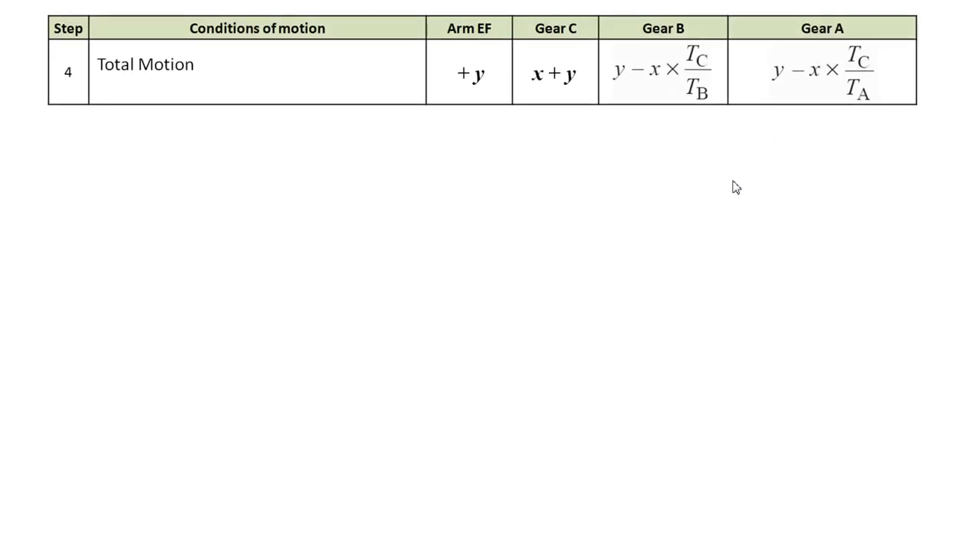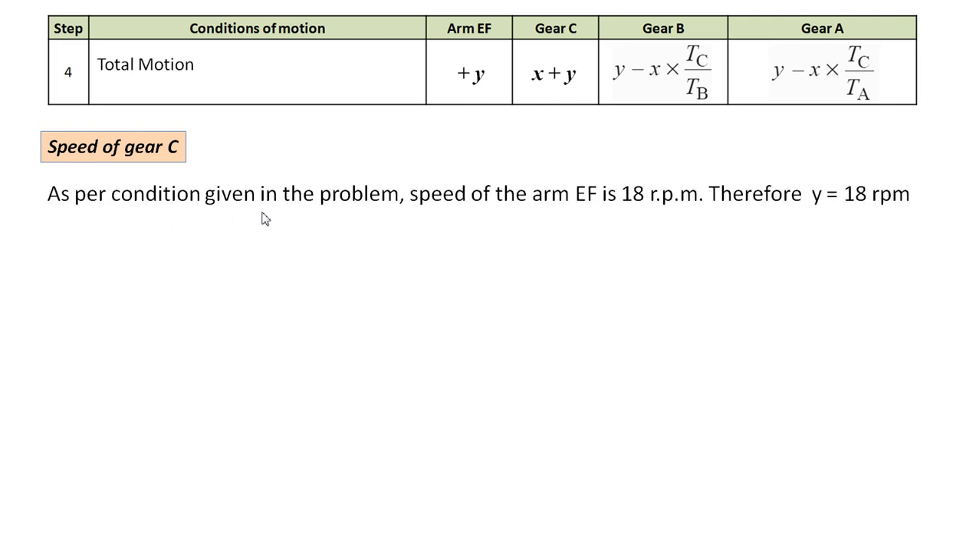So this is our fourth row. Now for the speed of gear C, as per the condition given in the problem, the speed of the arm EF is 18 rpm. So for EF we have 18 rpm. It means that the value of y is 18 rpm.